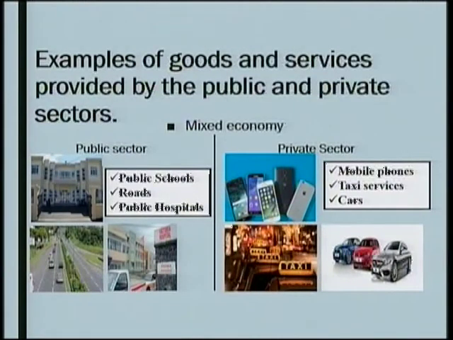In a mixed economy, some examples of goods and services provided by the public sector are public schools, roads, and public hospitals. And in the private sector, there are mobile phones, taxi services, and cars. Also, there are many other examples in the public and the private sector. In the second part of Unit 5, we've learned about the economic systems and the three basic economic questions.